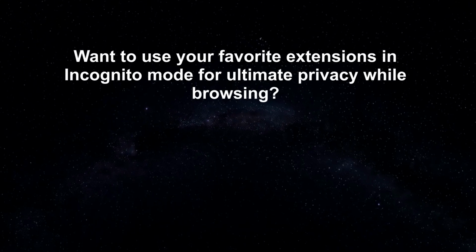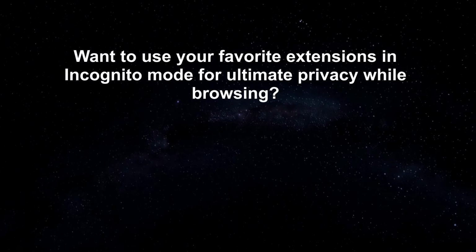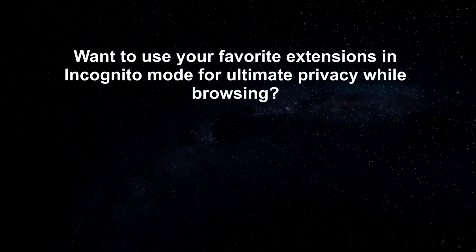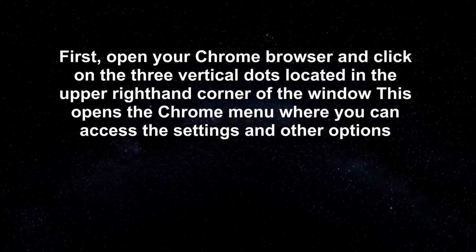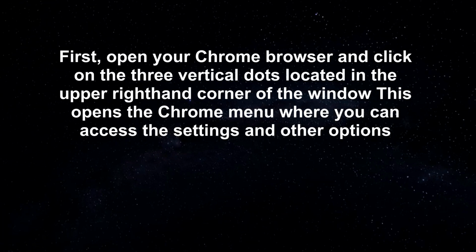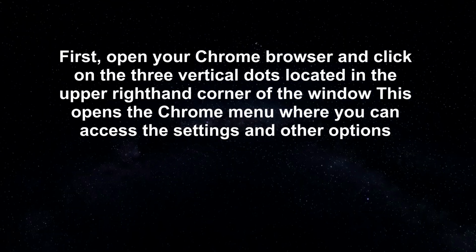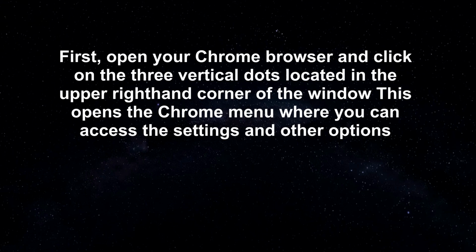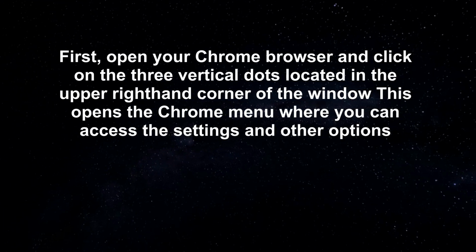Want to use your favorite extensions in incognito mode for ultimate privacy while browsing? First, open your Chrome browser and click on the three vertical dots located in the upper right-hand corner of the window. This opens the Chrome menu where you can access the settings and other options.